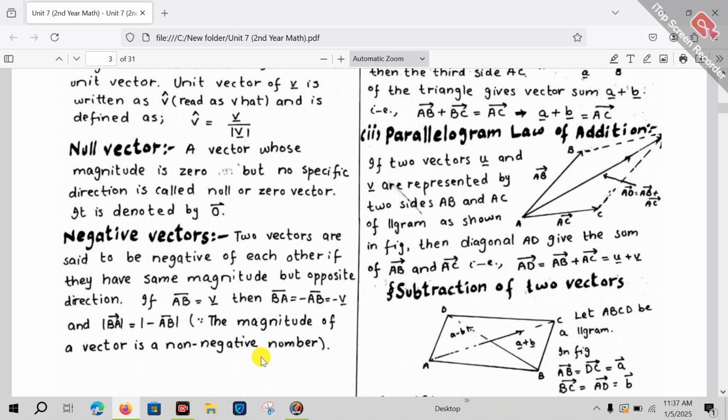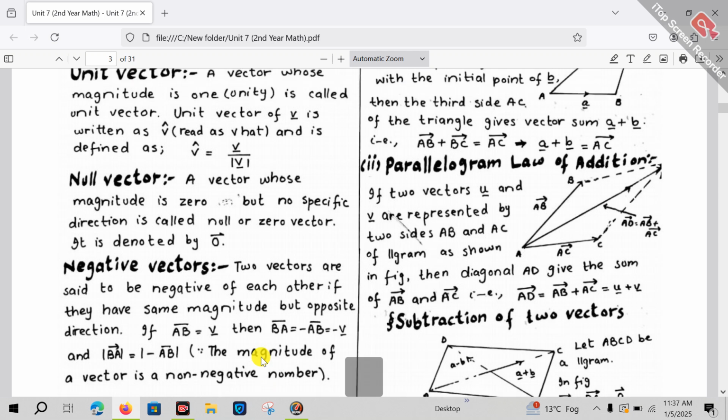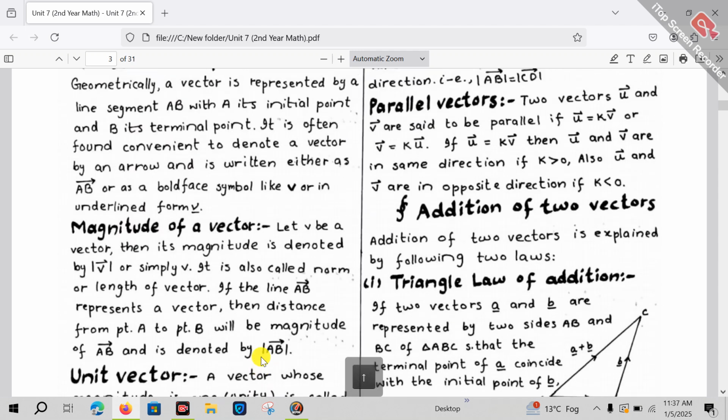Non-negative number means the number 0 is included, along with the positive numbers on the right-hand side. Some people say that positive numbers include 0. No, positive numbers are those from 0 to the right-hand side, excluding 0. If we include 0 in positive numbers, then this is called the set of non-negative numbers. So this is the difference between positive and non-negative numbers.